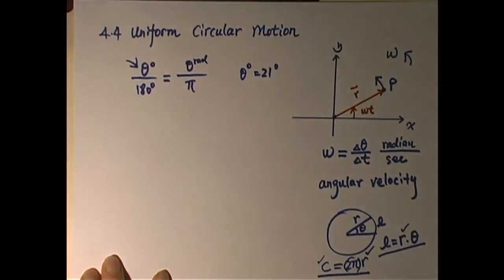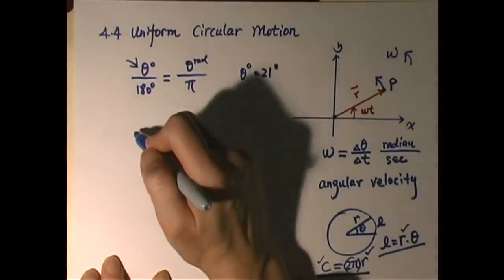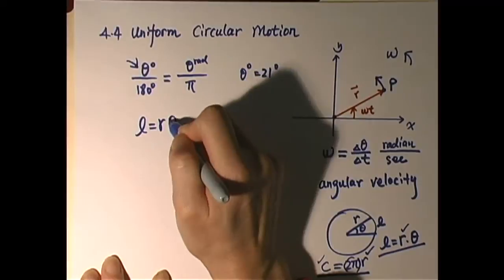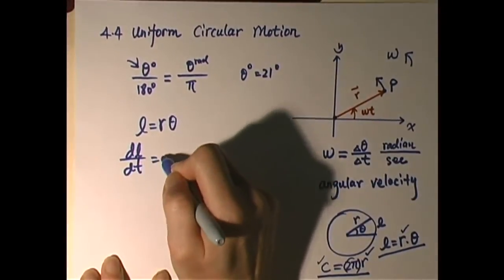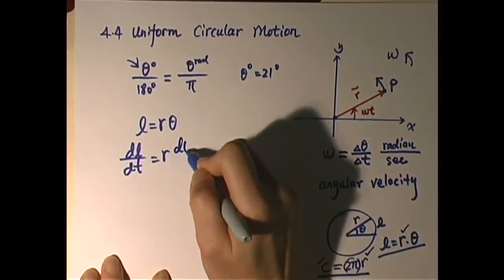All right, let's come back to uniform circular motion. Now, in order to be uniform, the speed has to be a constant. So if we travel around the circle and spend the same amount of time for each arc L, then the speed is a constant. So let's look at this. L equals r theta. If we differentiate, we have dL/dt equals r, which is a constant, that's the radius, times d theta/dt.